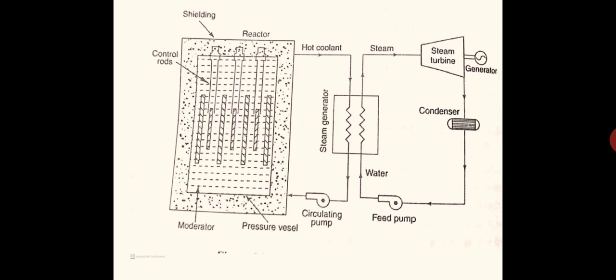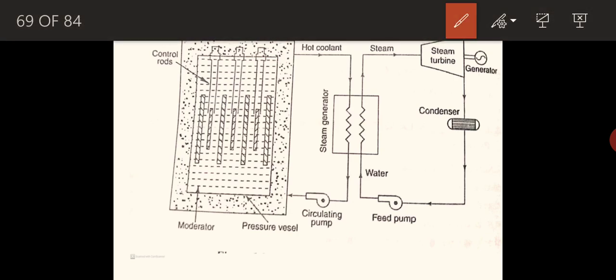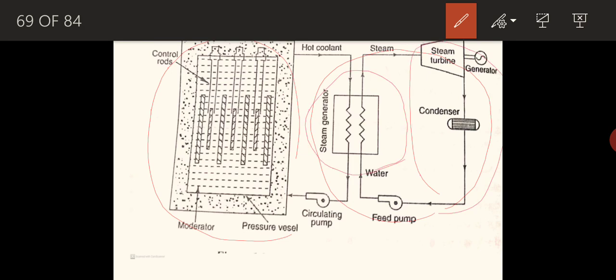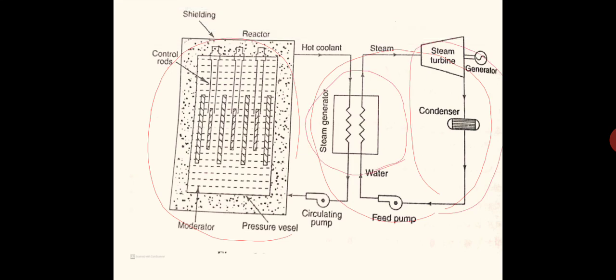This is a simplified sketch of the nuclear reactor plus steam turbine. You can see here that this entire portion is the nuclear reactor, and this portion is the steam turbine, and in between you can see the steam generator also. In the nuclear reactor, the major components are the control rod, the moderator and the fuel rod.